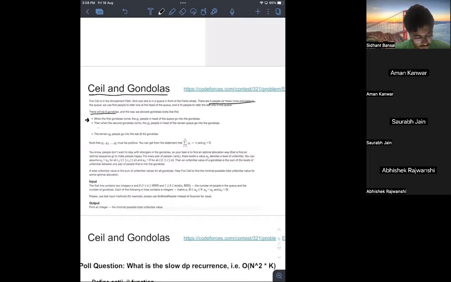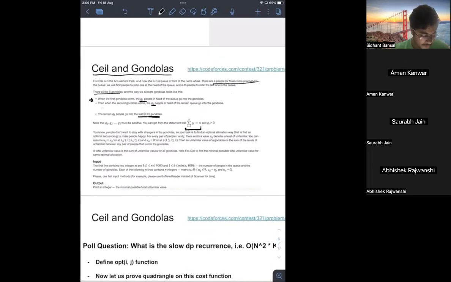You'll put some q1 people in the first gondola. Gondola is just a vehicle. So you'll group the first q1 people, then group the next q2 people, and then eventually group the last qk people. So you're basically dividing an array, or a bunch of people, n people, into k subsegments, right? And note that the sum of all your qi should be equal to n. That is, you're basically just grouping all of them.